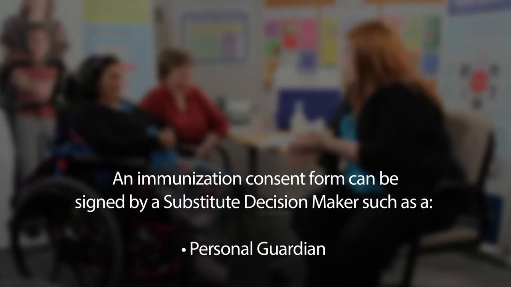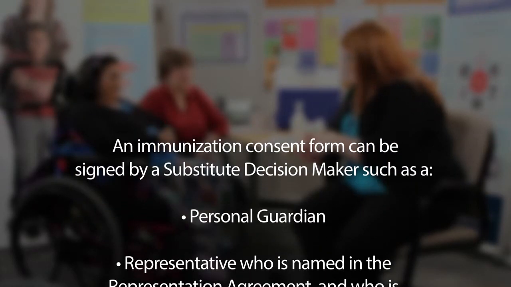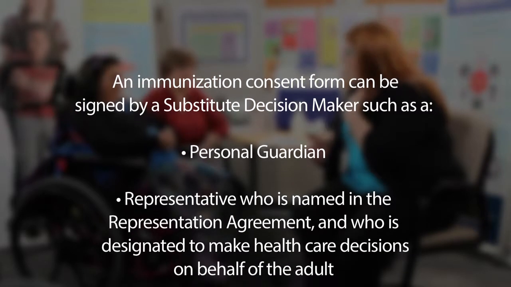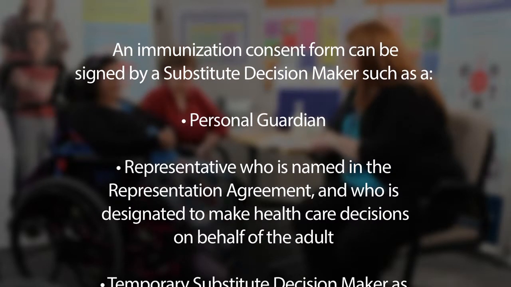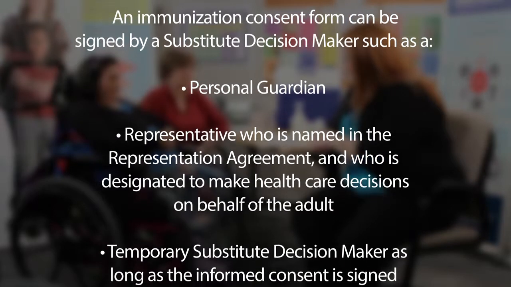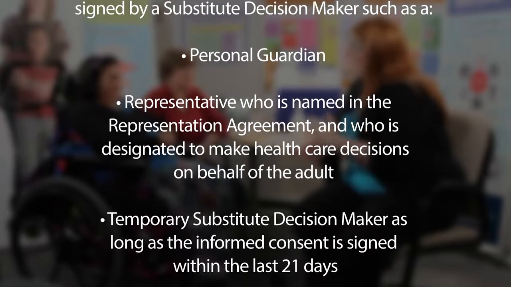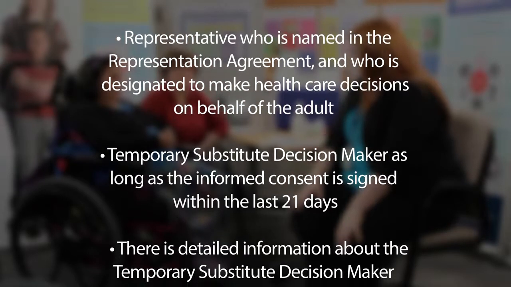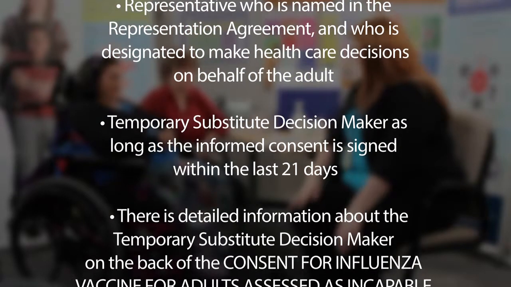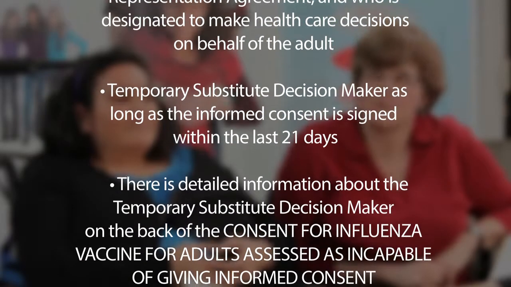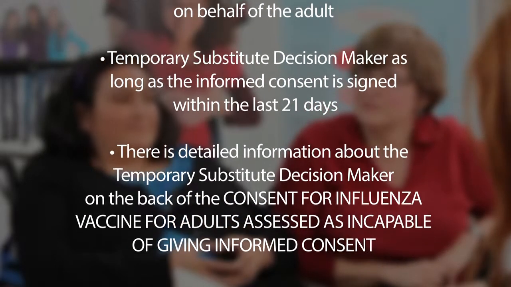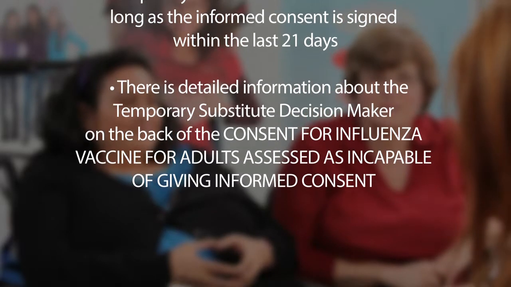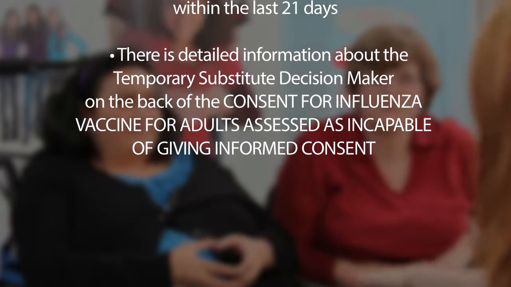An immunization consent form can be signed by a substitute decision maker such as a personal guardian, a representative who is named in the representation agreement and who is designated to make healthcare decisions on behalf of the adult, or a temporary substitute decision maker, as long as the informed consent is signed within the last 21 days. There is detailed information about the temporary substitute decision maker on the back of the consent for influenza vaccine for adults assessed as incapable of giving informed consent.